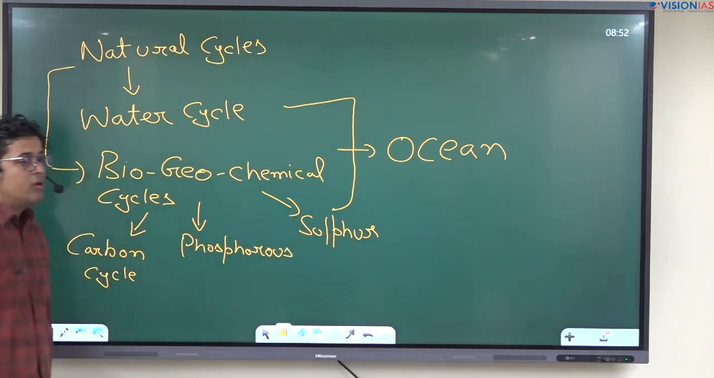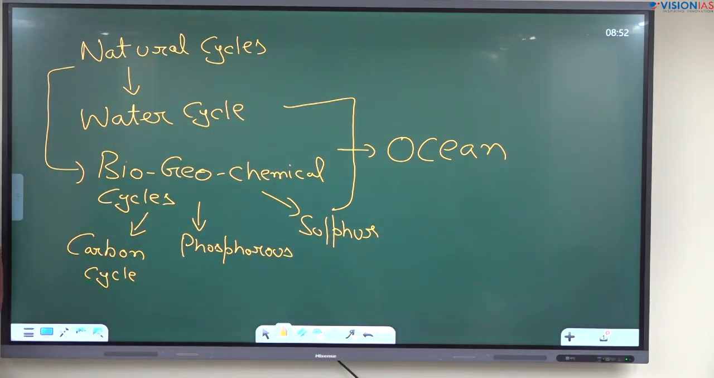You will find the ocean is part of every natural cycle. The ocean is part of the water cycle. The ocean is part of the carbon cycle also; it absorbs carbon, as I just told you. The ocean is part of the phosphorus cycle also, as phosphorus is present in the ocean. So that means the ocean is a component of every natural cycle on Earth.